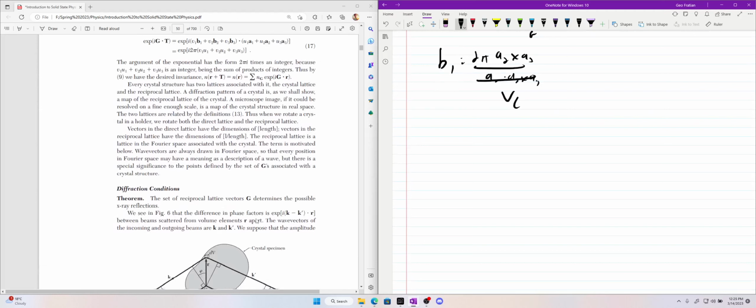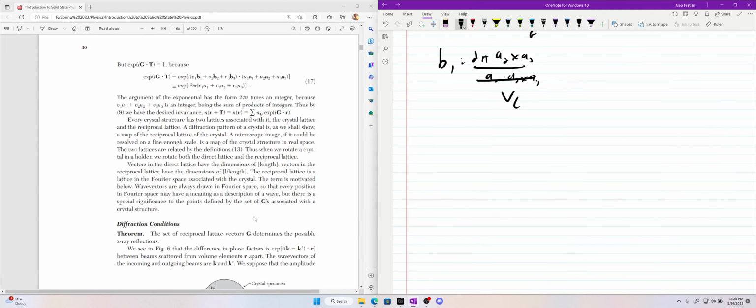Okay. And actually I'm pretty sure we can use microscopes nowadays to physically see the crystal structure of certain stuff if we use an electron microscope. But anyways, so when we rotate a crystal in a holder, we rotate both the direct lattice and the reciprocal lattice, which should make sense, right? Because you'll get a different pattern for the reciprocal lattice on your diffraction, so your normal lattice should also have a different pattern, meaning it's rotated.